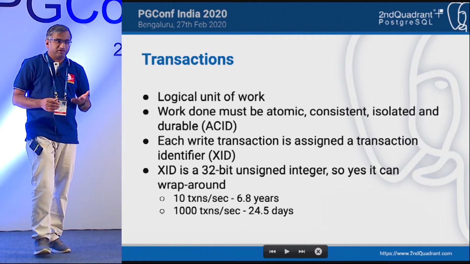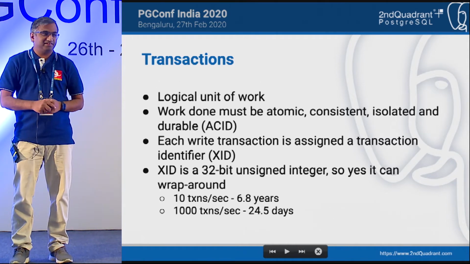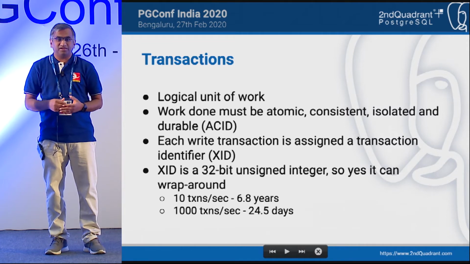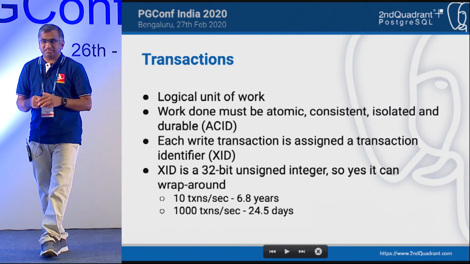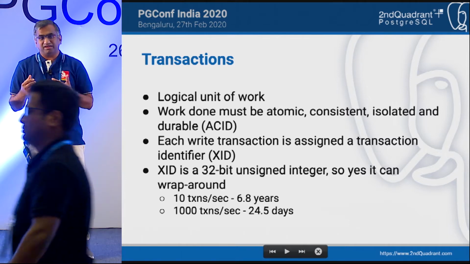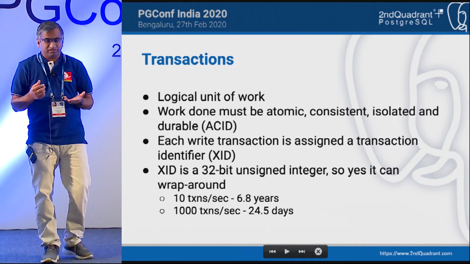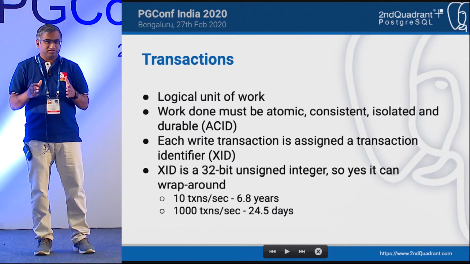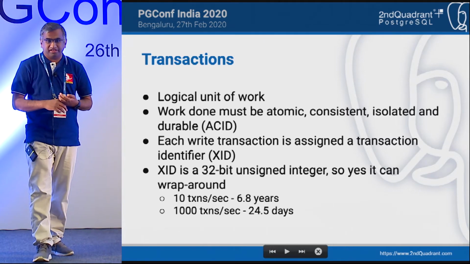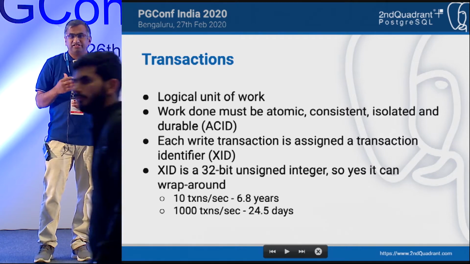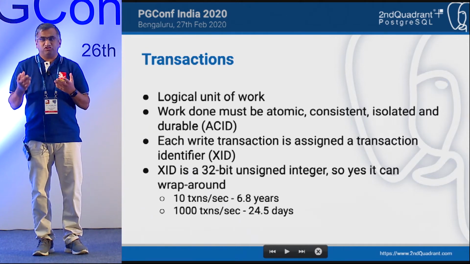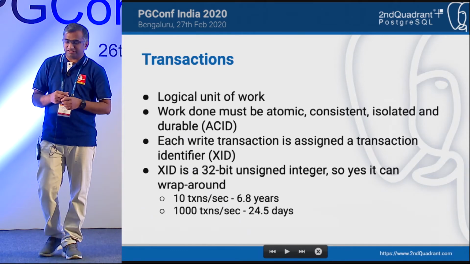So let's start. What are transactions? I don't think I need to explain that in great detail here. You are all from the database background, and the first thing that we learn about databases is transactions. It's an atomic piece of work, a logical unit of work that an application wants to execute in a database. The work that is done by any given transaction must be atomic, it should be consistent, it should be isolated, and it should be durable. Those are the ACID properties that we always hear about in the context of transactions.